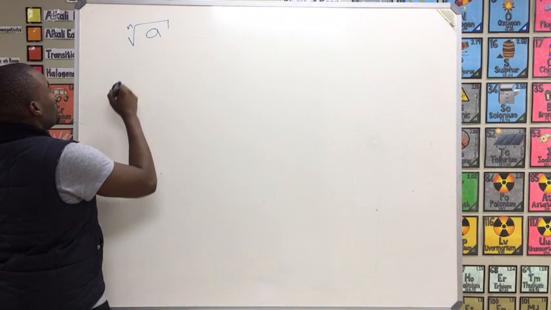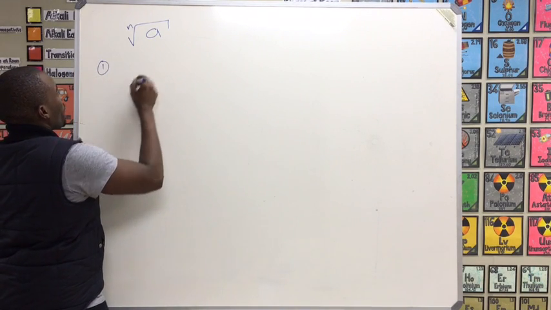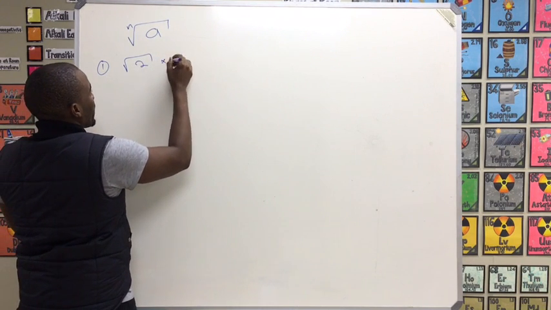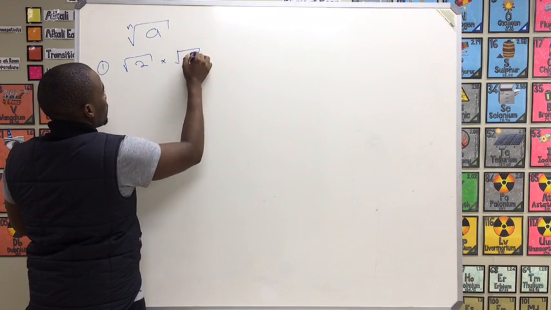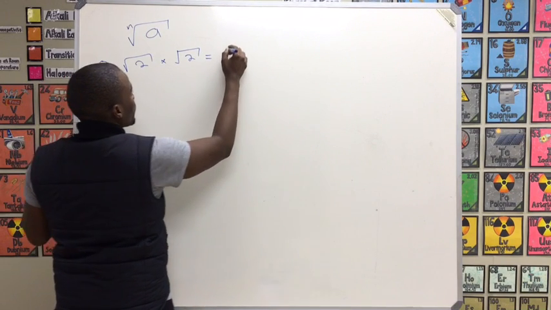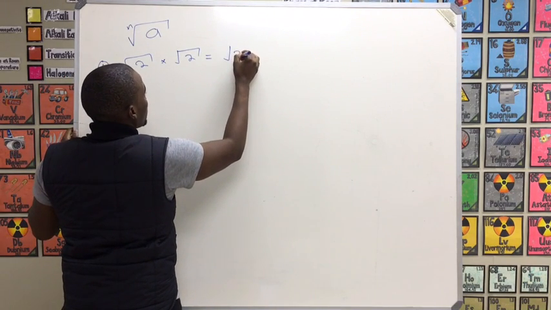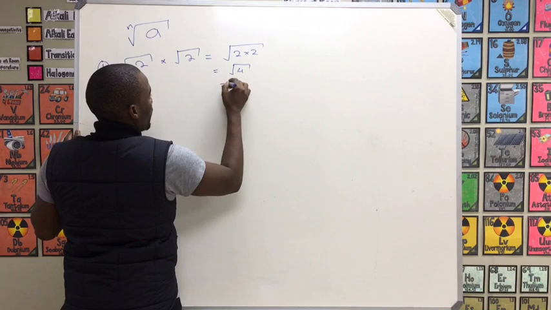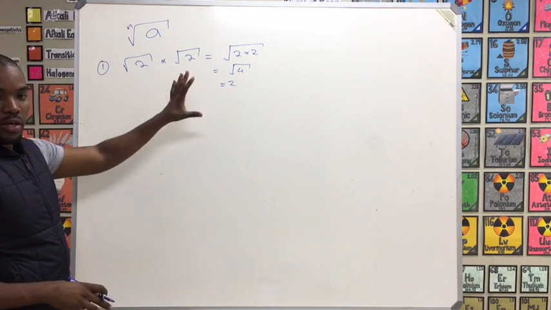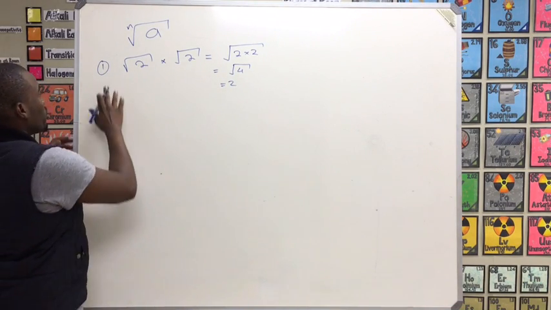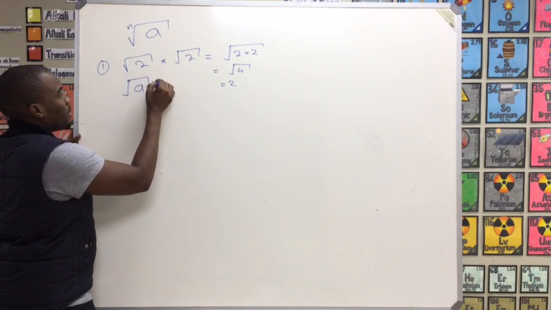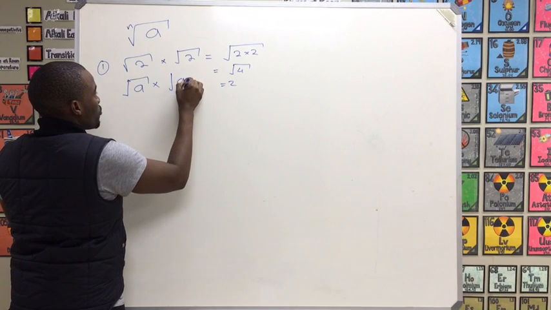Okay, so now if I had the square root of 2 times the square root of 2, that gives me the square root of 2 times 2, which is the square root of 4, and that's 2. Okay, that's the kind of thing we're looking at now. So in general, how would we write this? That's going to be root A times root A.